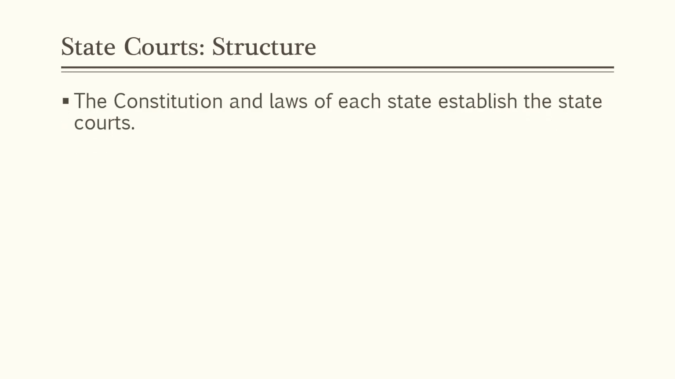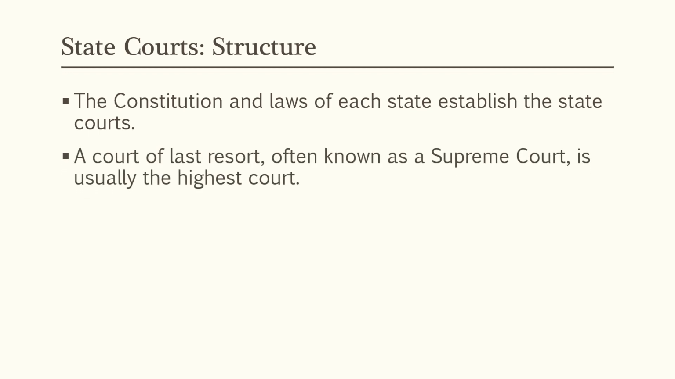Now we'll discuss the structure in general of state courts. The Constitution and the laws of each state establish the state courts. A court of last resort, usually known as a Supreme Court, is usually the highest court, although not always. They have different names depending on the state. For example, Texas has a Supreme Court, but it is for only civil cases. And then they have the Texas Court of Criminal Appeals, which is the court of last resort for criminal cases. It's due to the volume of cases they have in Texas where they've split civil courts of last resort and criminal courts of last resort.